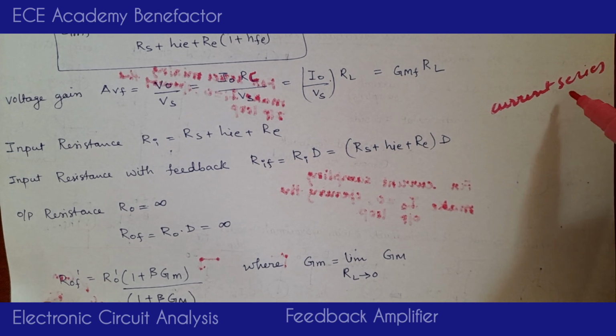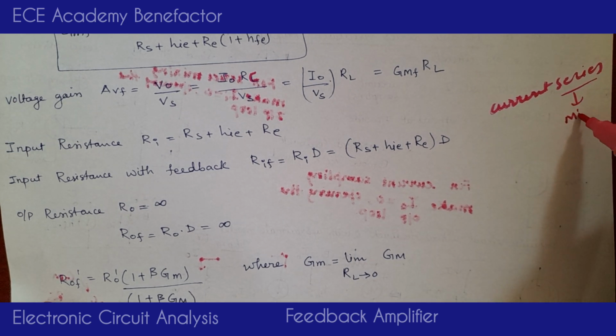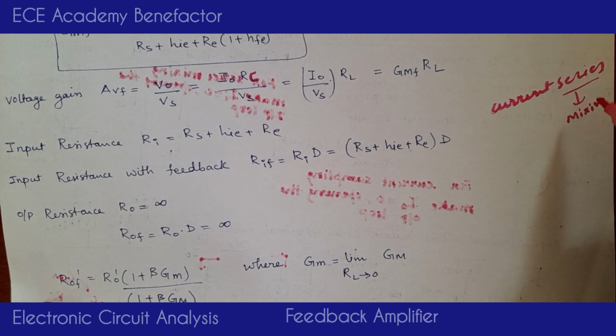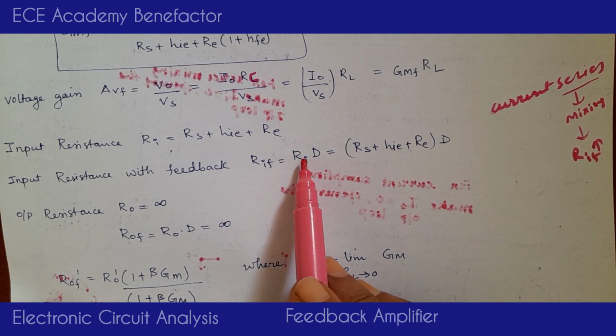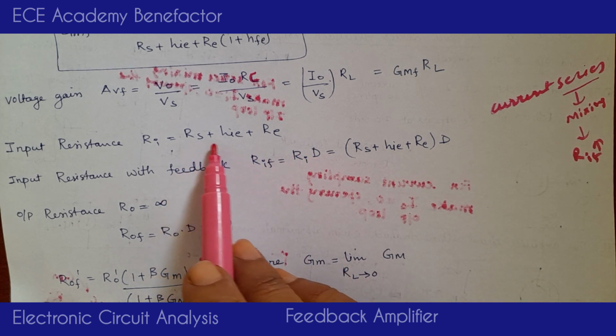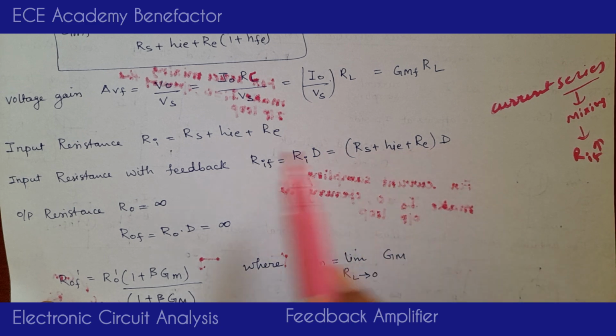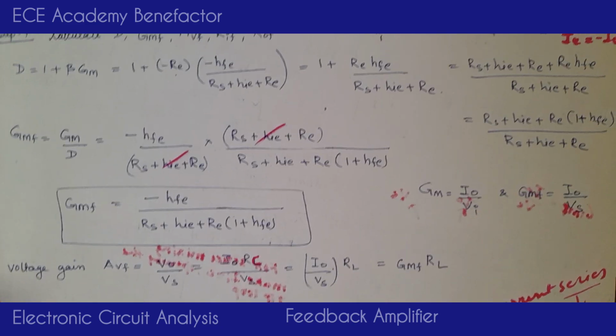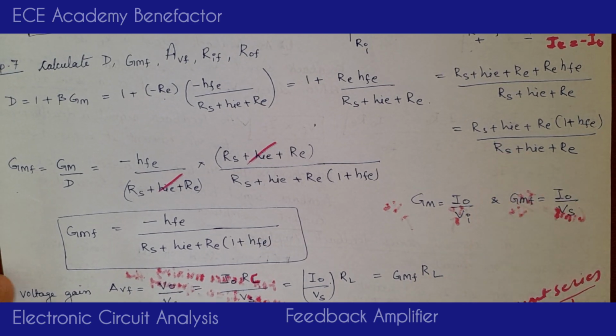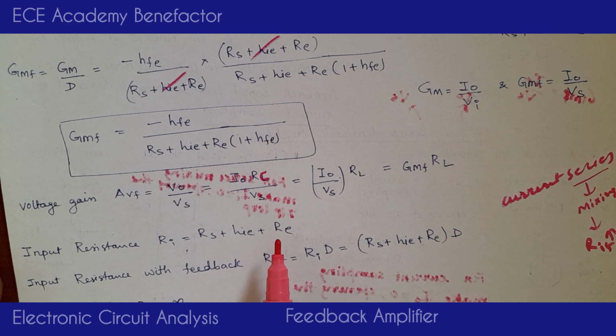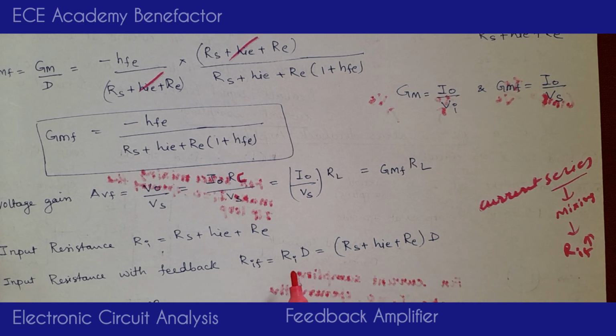Current series means mixing is done at the input side. So what type of mixing is it? Series. Series means the resistance increases. Resistance increases means we need to multiply RI times of D. RI we have already obtained, that is RS plus HI plus RE, into D, and D we have already done in this equation. So RI is the total resistance present at the input side. As it is series mixing, the resistance will increase. So we are multiplying: RIF is equal to RI times of D.